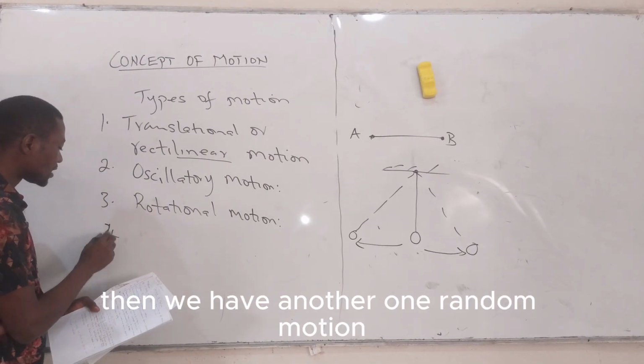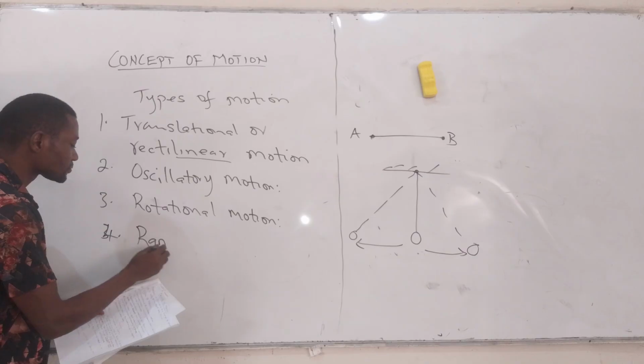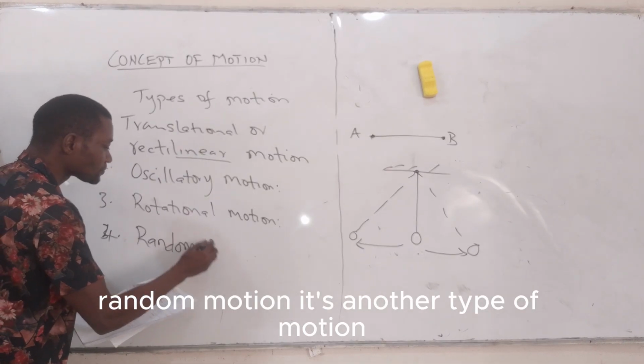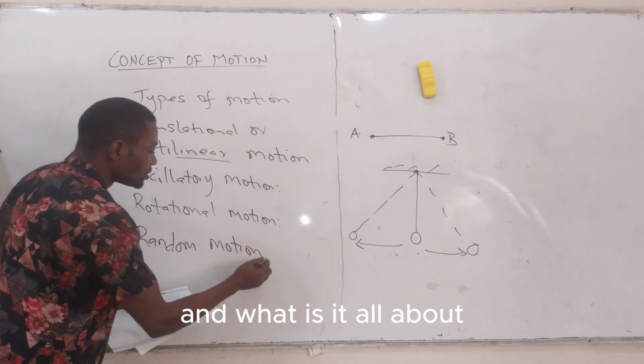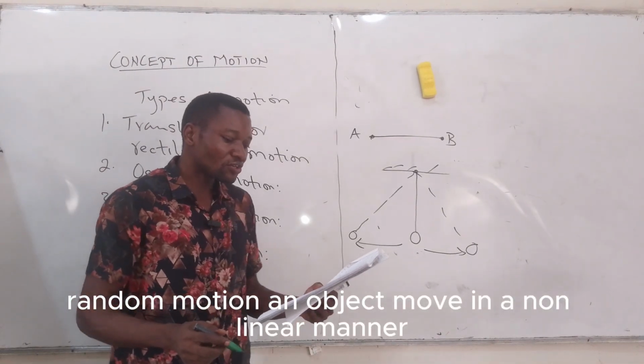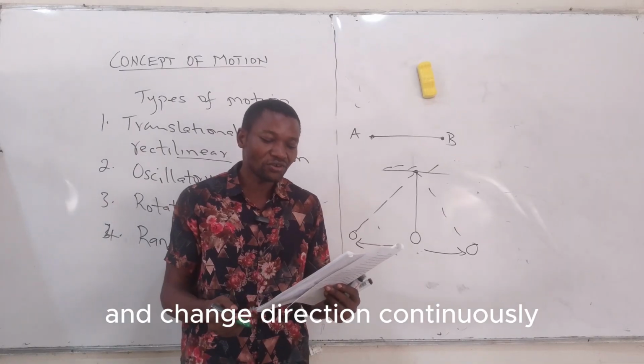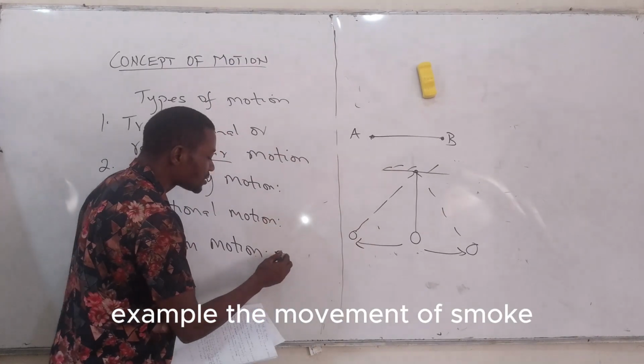Then we have another one, random motion. It's another type of motion. And what is it all about? Random motion: an object moves in a non-linear manner and changes direction continuously. Example, the movement of smoke.